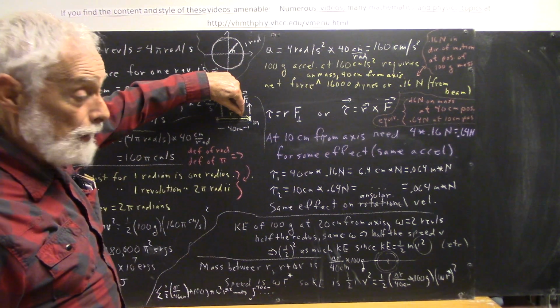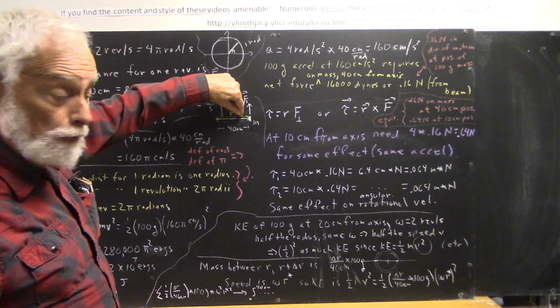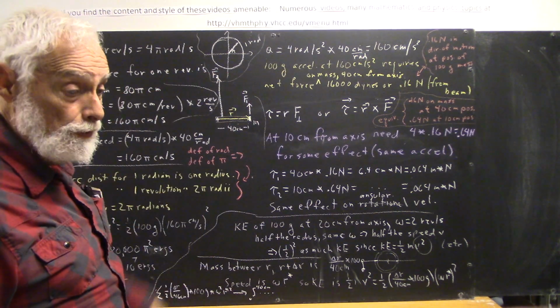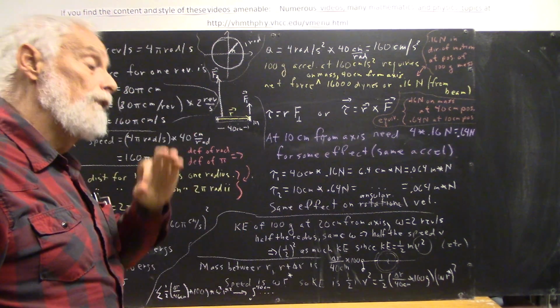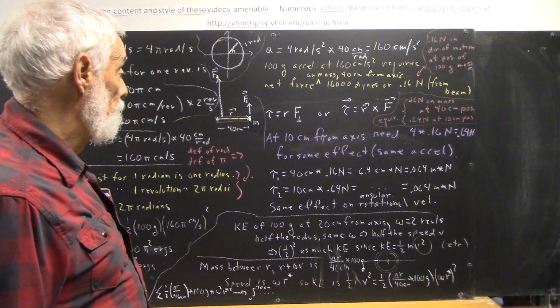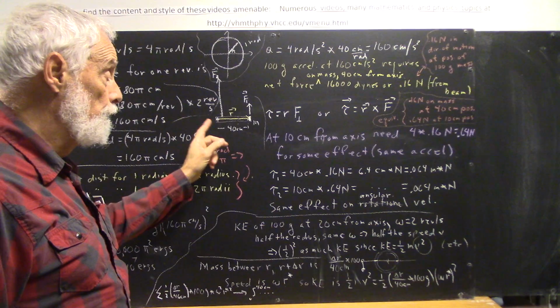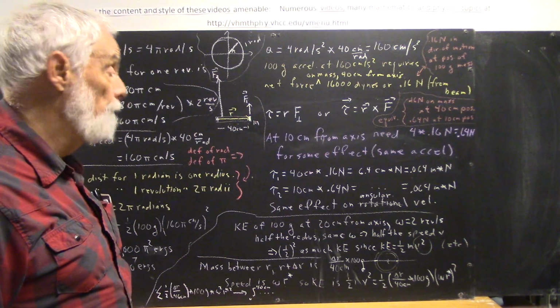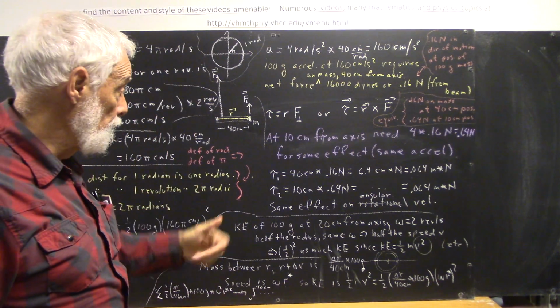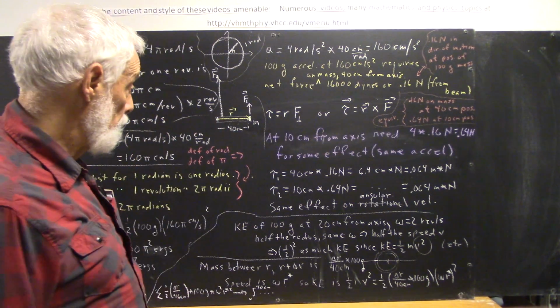So if we put a mass here, it's going to move at 3/4 the speed. It'll have 3/4 squared, or 9/16 the kinetic energy of the same mass here. And if we have one at 1/4 the distance at the 10 centimeter position, it's going to have 1/4 squared, or 1/16 of the kinetic energy.